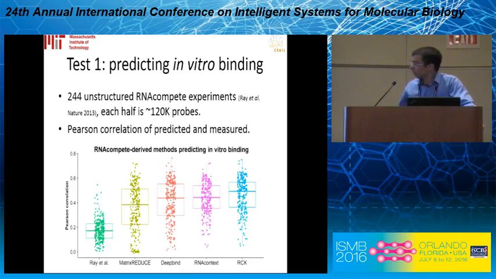We compare our algorithm, RCK, to the original RNAcontext, DeepBind, which is the state of the art in sequence specificity of protein-DNA and protein-RNA binding, and two other methods for which the results were published in the DeepBind study. We see that our algorithm performs significantly better than the other algorithms in this task of predicting in vitro binding.